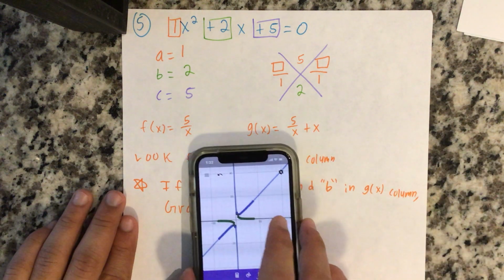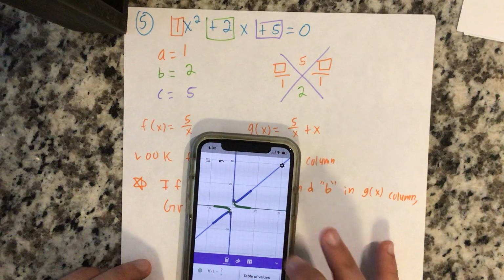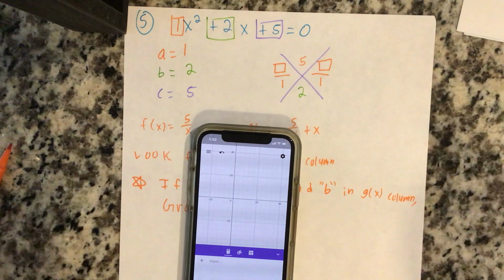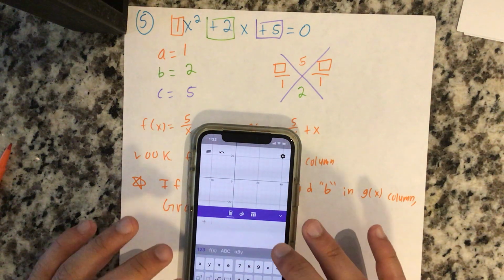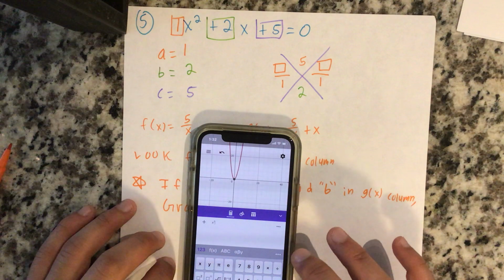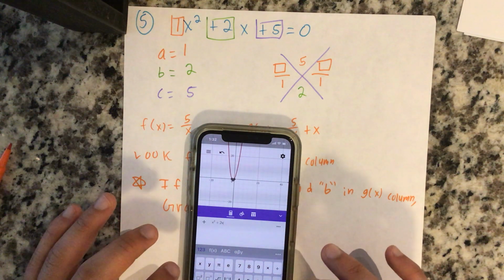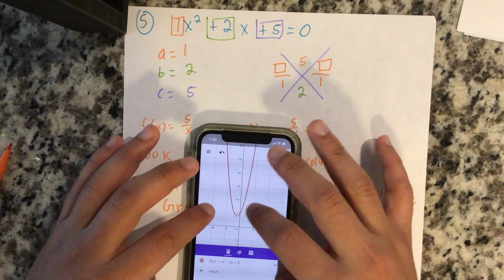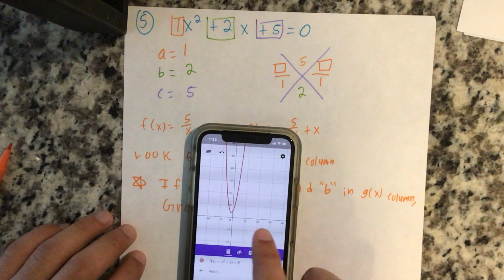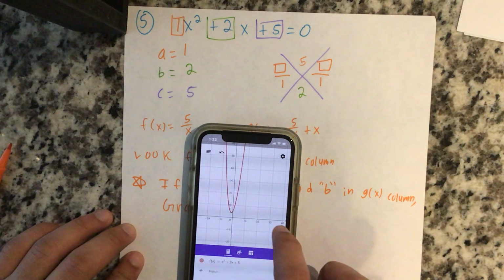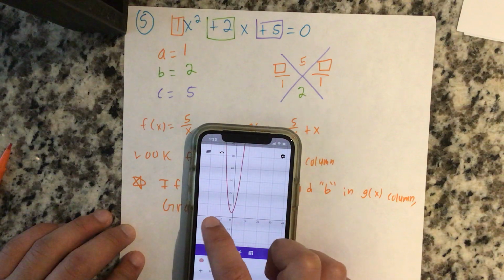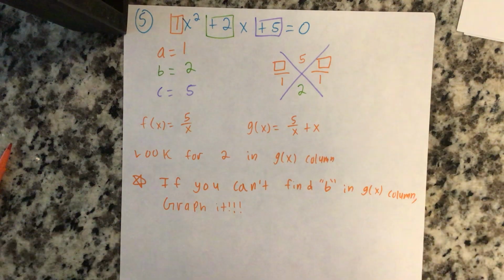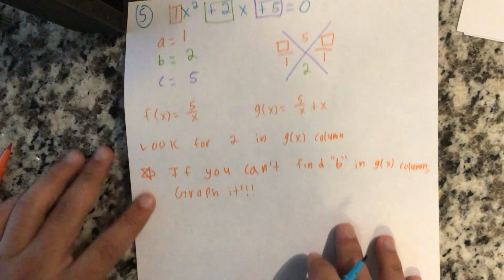So let's do that. I'm going to clear all this off, and I'm going to type this in. I'm going to graph my original equation, x squared plus 2x plus 5. Okay? So look at this graph. What is different about that? See how it doesn't ever touch or cross the x-axis? That automatically tells me that I have no solutions.